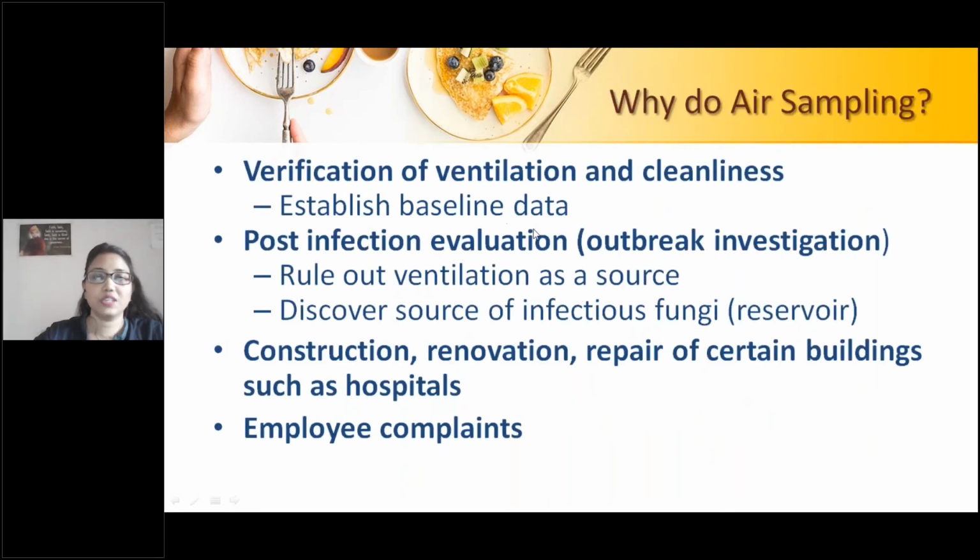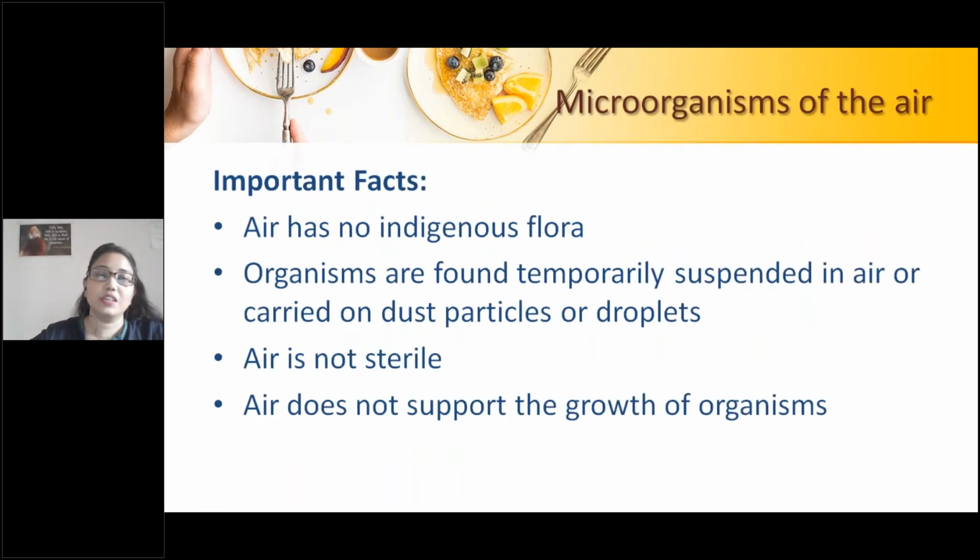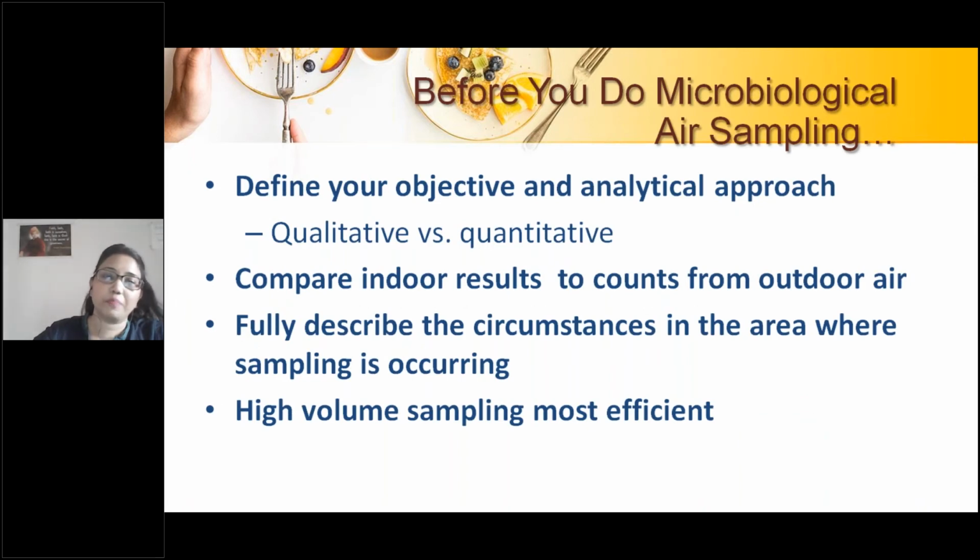First we establish baseline data, for example, in the OTs. Usually we have to see that the number of organisms is low and potentially dangerous organisms are not there. If there is any construction or repair of buildings, after that especially we have to check whether the area is clean and microorganisms are not there. Because air is not sterile and does not support the growth of organisms, we have to compare indoor results to counts from the outdoor air, and high volume sampling is most important.